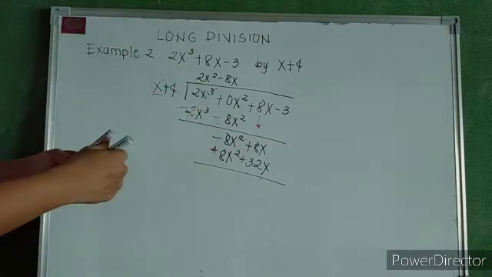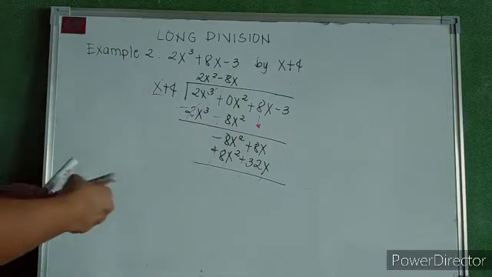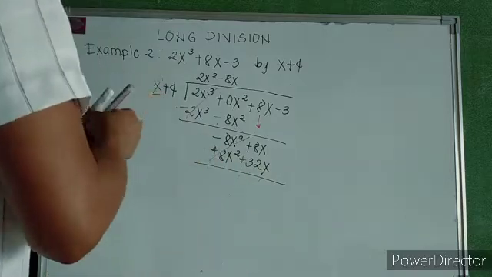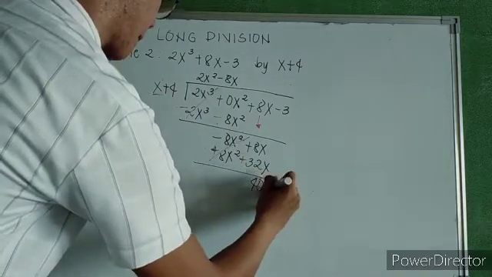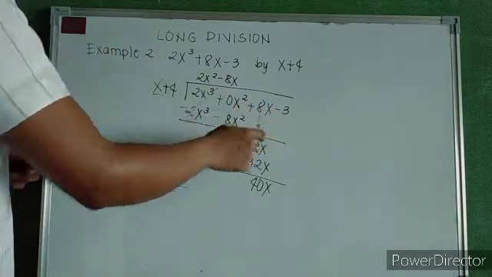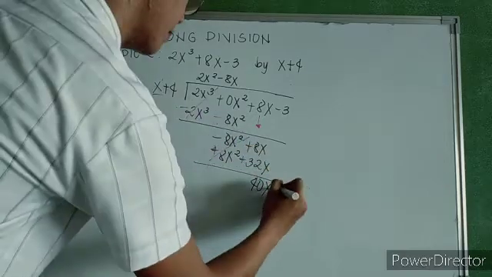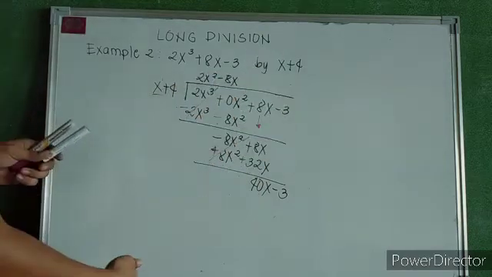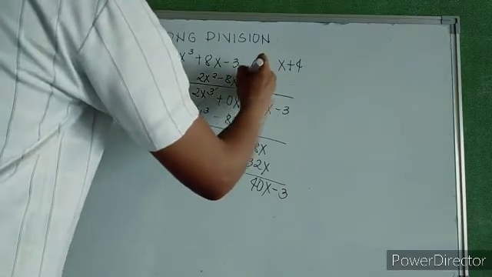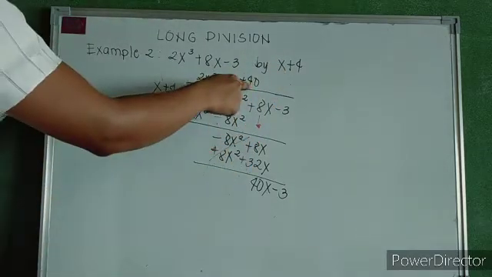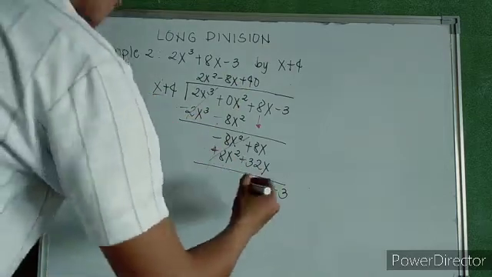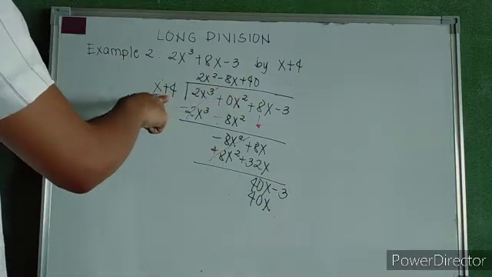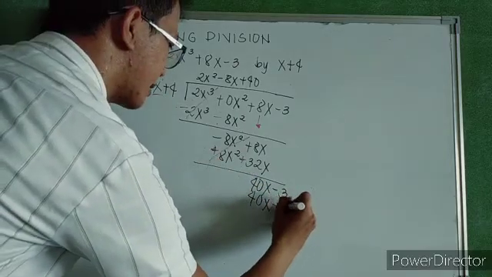Now we can simplify. Our negative 8x squared plus 8x squared is simply equal to 0. And then 8x plus 32x is equal to 40x. Got it? So now we bring down our negative 3. That is minus 3. So we now have 40x divided by x. We just cancel the x, so we get positive 40. So 40 times x is positive 40x. And then 40 times 4 is positive 160.